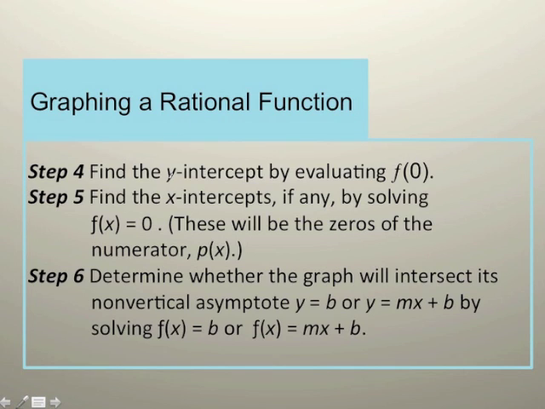Step 4 is to find the y-intercept by evaluating f of 0. Step 5 is to find the x-intercepts, if any, by solving f of x equals 0. These really end up being zeros of the numerator. Step 6 is to determine whether the graph will intersect its non-vertical asymptote. The asymptote is either y equals a number or y equals mx plus b, a slanted line. To do that, we solve f of x equals that number, or f of x equals mx plus b, whichever it is.